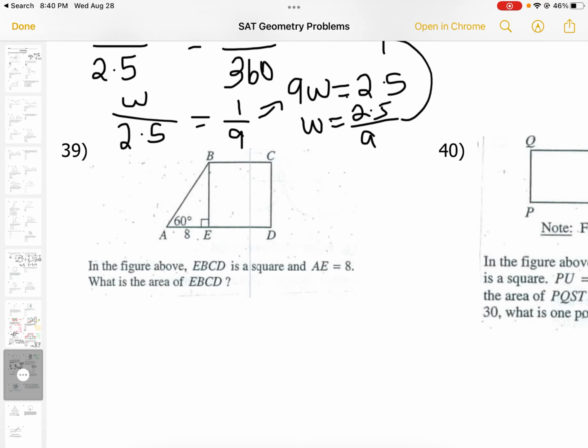In the figure above, EBCD is a square and AE is 8. Okay, what is the area of EBCD?